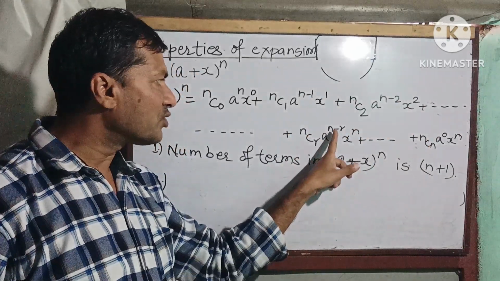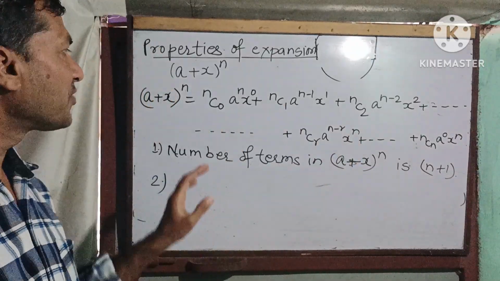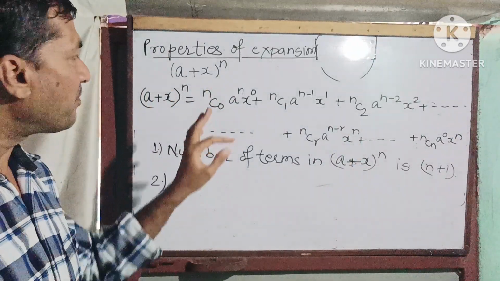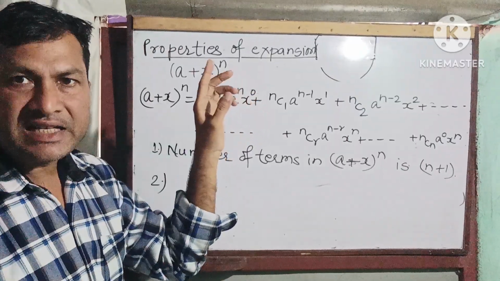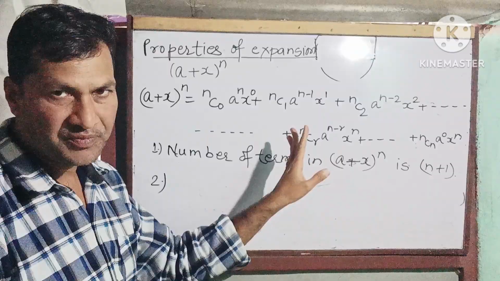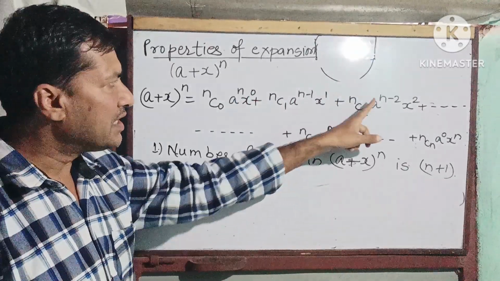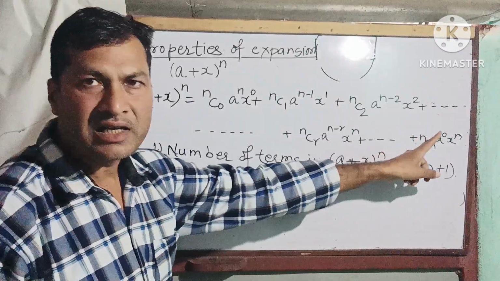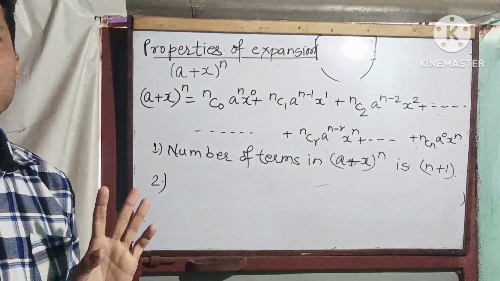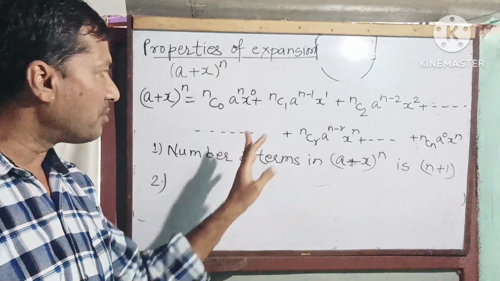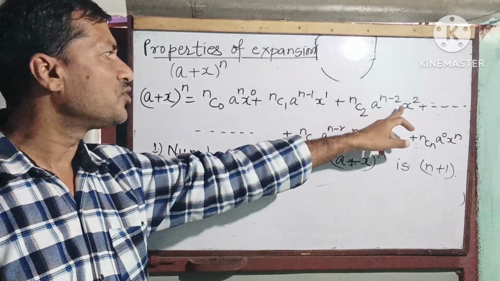In general, nCr a to the power n minus r, x to the power r. So simply we can observe that the power of the first variable decreases by unity: n, then n minus 1, n minus 2, n minus r, and so on. For the second term, the power increases by 1: the power is 0, then 1, then 2, and so on.